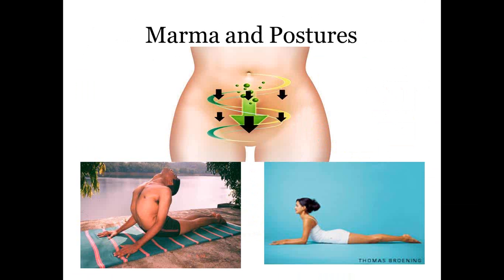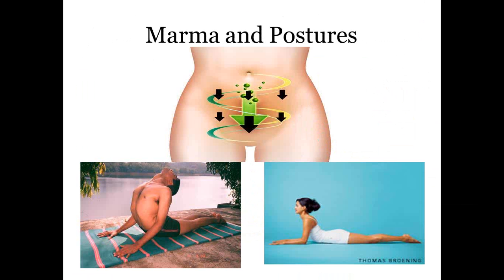Now here's the same diagram, but you can notice with the individual on the left, because of his low back flexibility and anterior flexibility of the chest and lower abdomen, he's able to do an extended Bhujangasana or cobra pose.